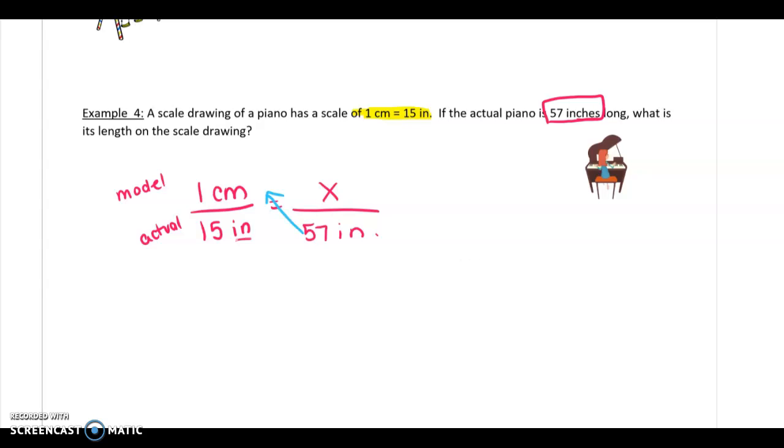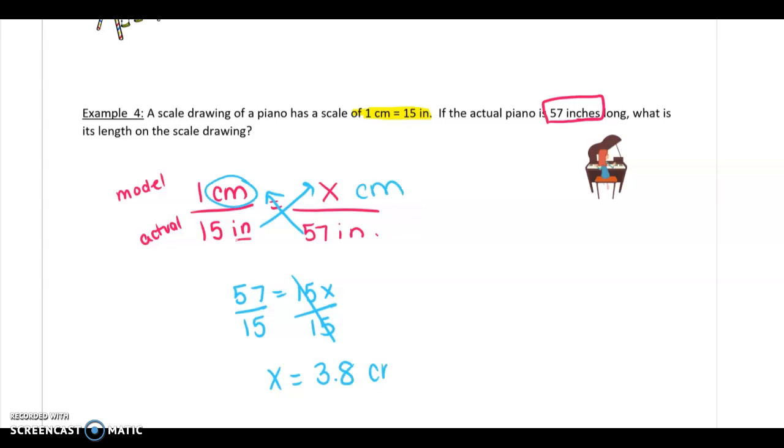Go ahead and cross multiply. 57 times 1 is 57. 15 times x is 15x. Want to get x by itself, so I need to move the 15. 57 divided by 15 gives me 3.8, and it's 3.8 centimeters because that's what the numerator is represented as, centimeters.